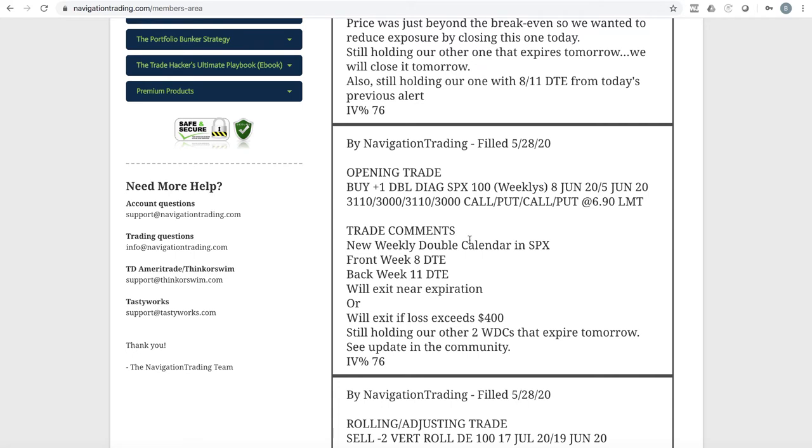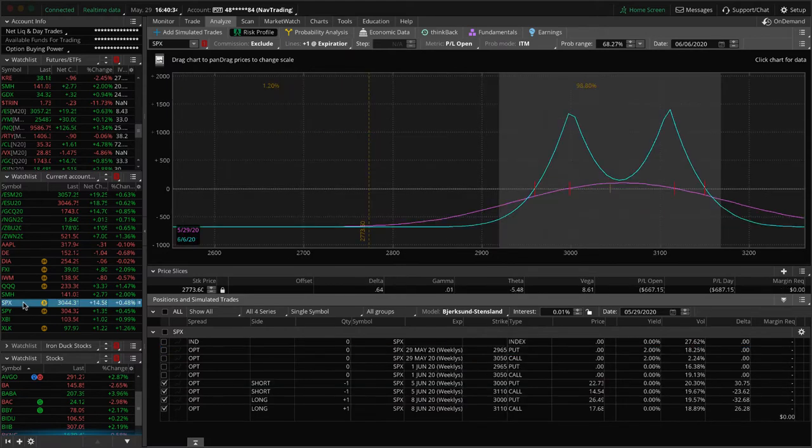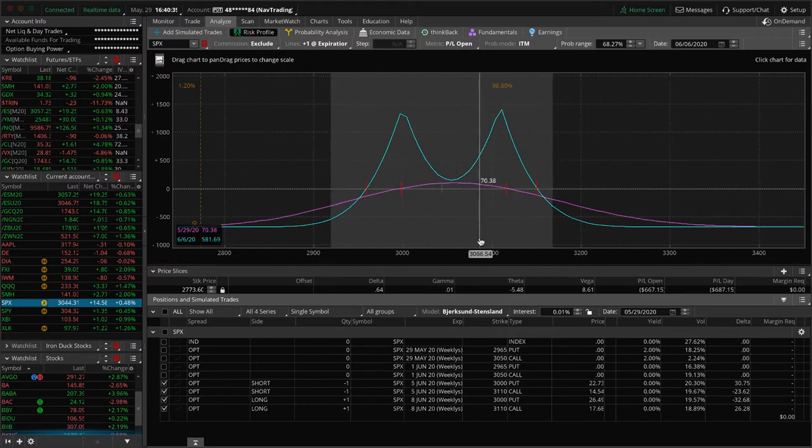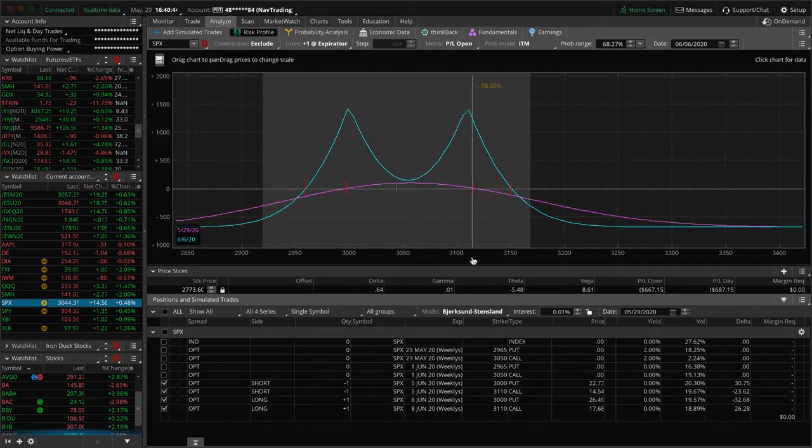Opening trade in SPX. We opened a new weekly double calendar in SPX, with 8 days and 11 days in the back week. Let's take a look at that. You can see we're up about $89 since we put that on. So we're just holding this, and we'll manage it like we always do. We'll take this off at either 1 day to expiration or zero DTE, or if price busts out of range, we're going to get out.